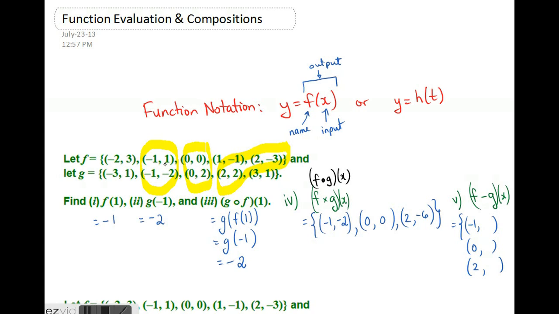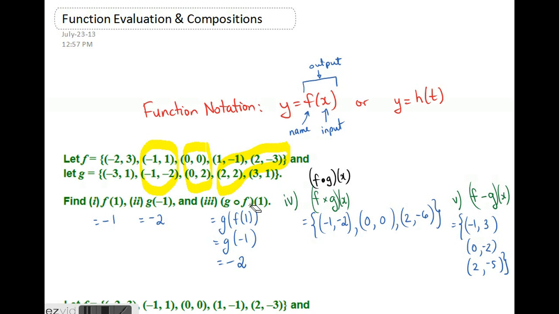So we have 1 minus -2 would be +3. Same thing with the input of 0. So output subtracted, 0 minus 2 would be -2. And then subtracting the outputs for the last pair of points, we have -3 subtract 2, -5. So we have a set of points for this.